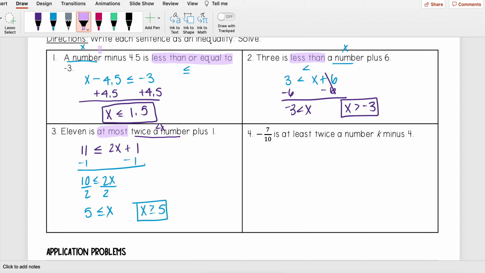Okay, let's look at one last one. So this one says -7/10 is at least twice the number k minus 4. So at least, that means greater than or equal to. When I say at least, it means I don't want it any smaller than this. So when I write out this inequality, I'm going to have -7/10 is greater than or equal to twice the number k, which is just 2k minus 4. And now I can go ahead and solve this. So I'm going to add 4 to both sides.